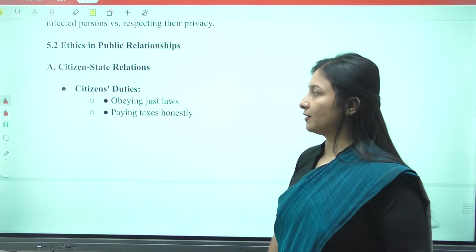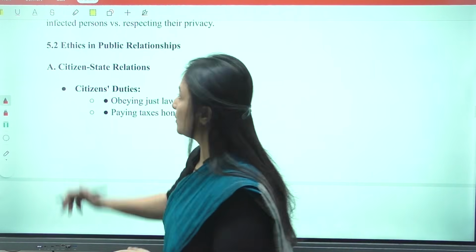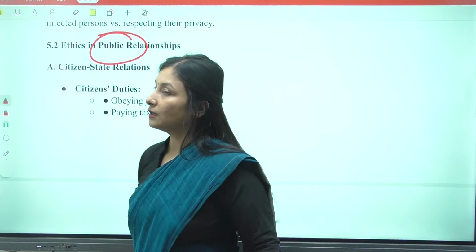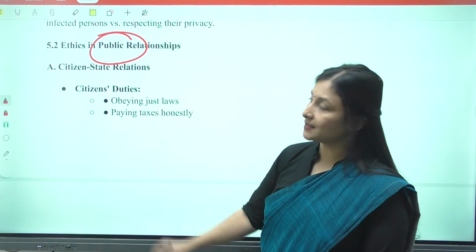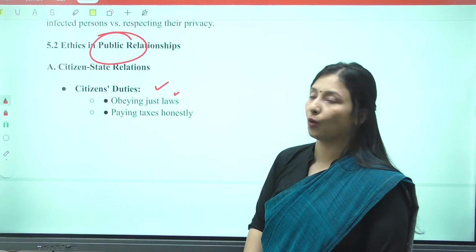What are the ethics in public relationship? Now this is important, right? Because now you are a bureaucrat. For public relationships, first of all, for the citizen, it is very essential to obey the law.